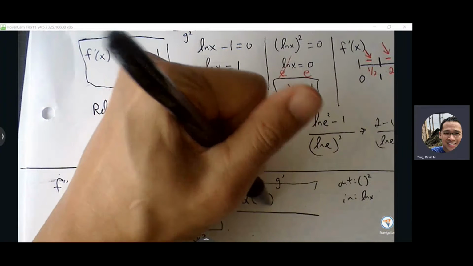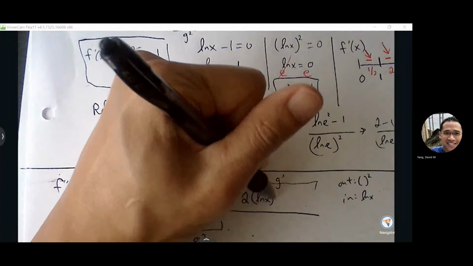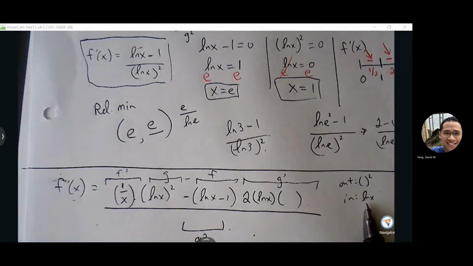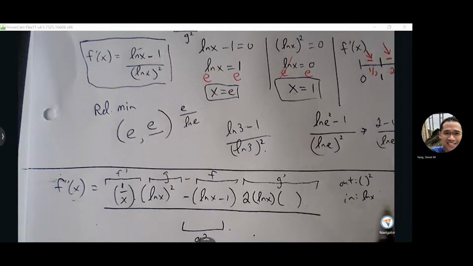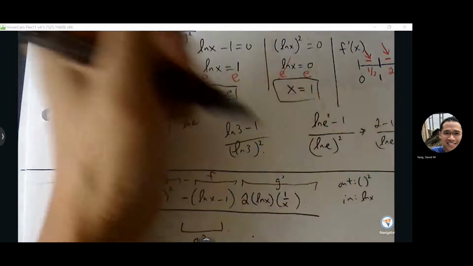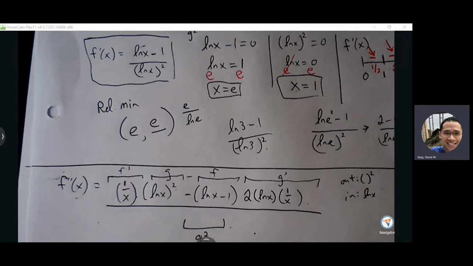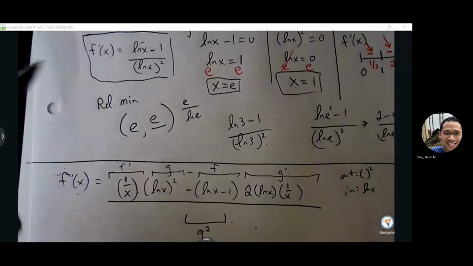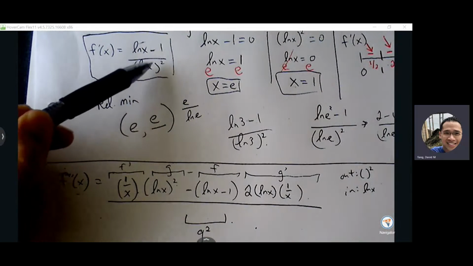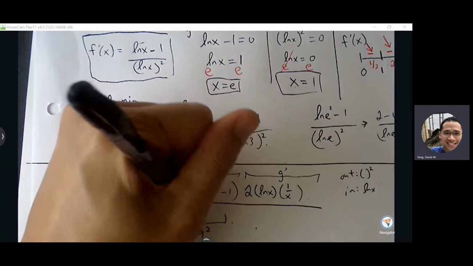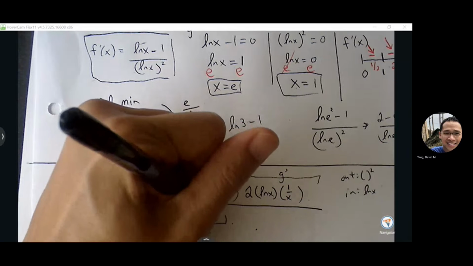2 parentheses to the first power times u prime over u. What's natural log of x become? Just what? 1 over x. Now, denominator is already squared, so what do you think g squared is going to be? Natural log of x squared squared, so that becomes what? Natural log of x to the 4th.